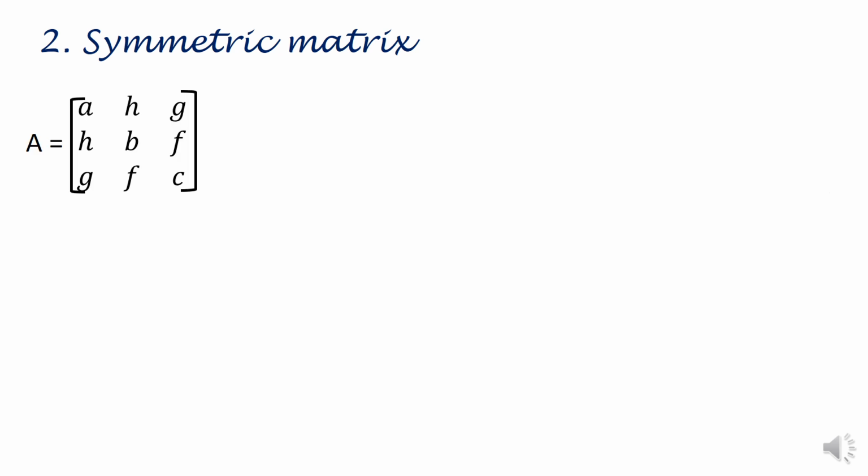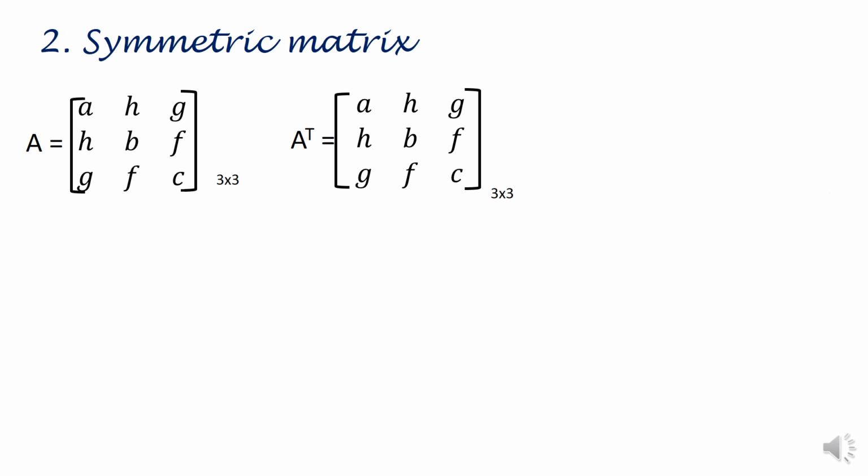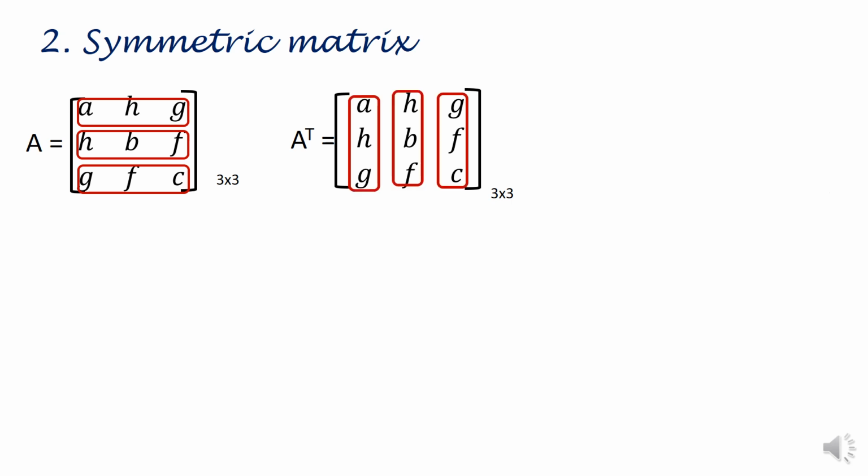What is the symmetric matrix? For example, suppose A is a matrix containing the elements a, h, g, h, b, f and g, f, c. Find the transpose of A. The transpose of A turns out to be this matrix. Now here you observe that the order of A and A^T are the same, that is 3 by 3. Both are square matrices. And how do you get the transpose? Correct. You get the transpose by converting the rows of A into the columns of A^T.